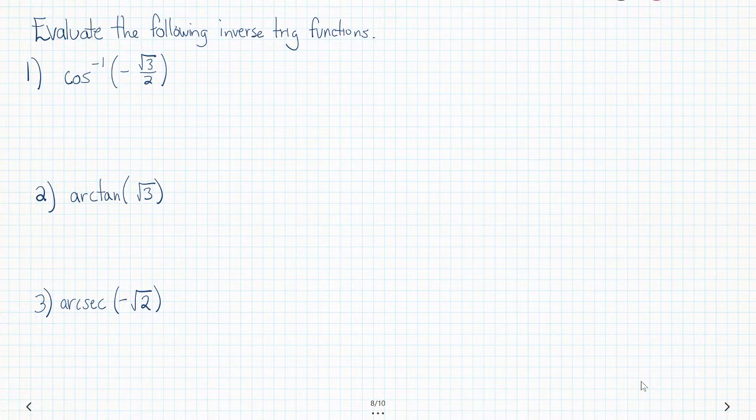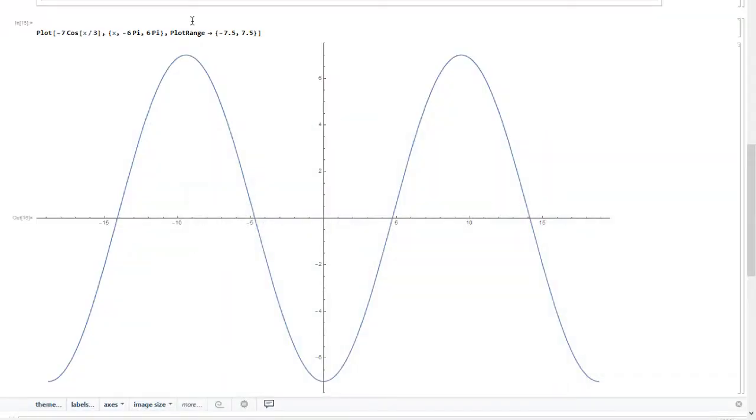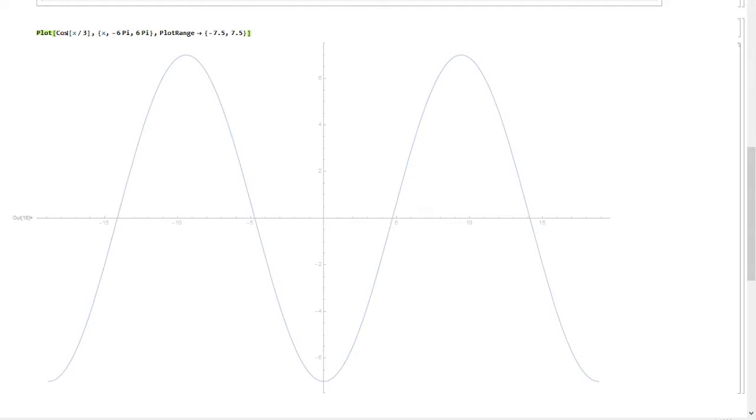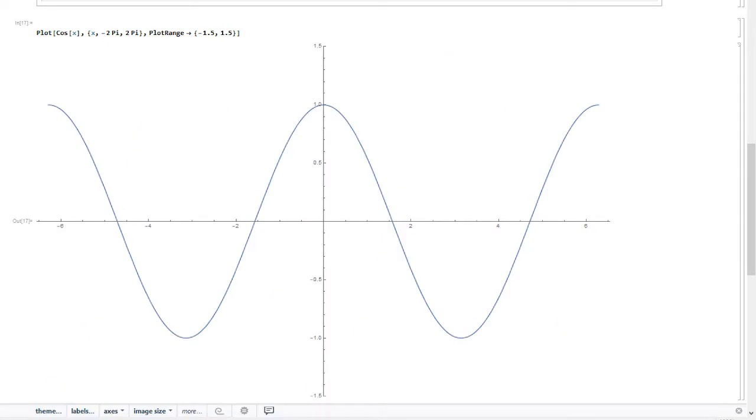So now here we're talking. Evaluate the following inverse trig functions. So what is happening with these? Well, first off, let's go back to just cosine of x. If I go back to cosine of x, and I go from -2 pi to +2 pi, and I draw this graph, and we'll make it -1.5 to 1.5 so we can see it nice and good. Notice this graph starts to repeat itself, right? And it's not one-to-one, so an inverse doesn't exist.